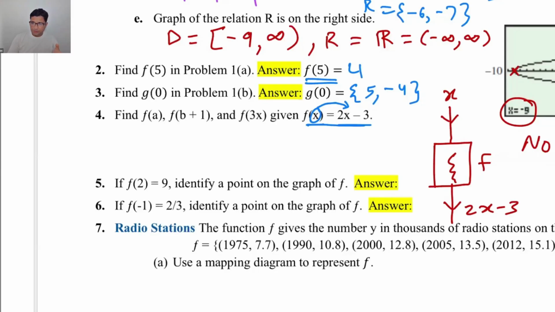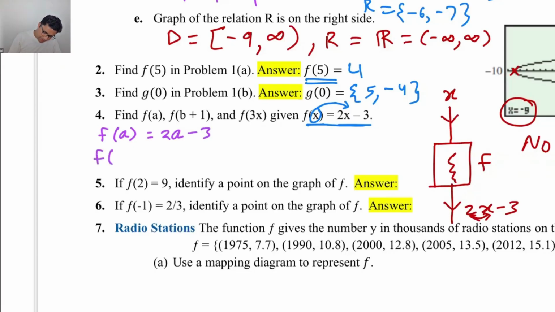Okay. So in this case, what does it do? It takes that x and multiplies by 2, right? And then 3 is subtracted from whatever you get. That idea is used now here to write the answers. F of a, if your input is some particular number a, you would multiply that a by 2 and you would subtract 3, right?